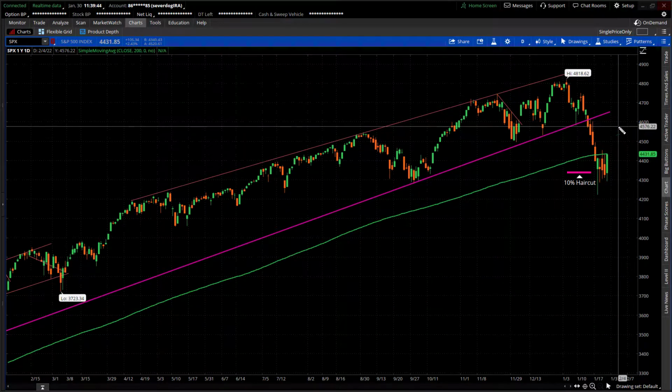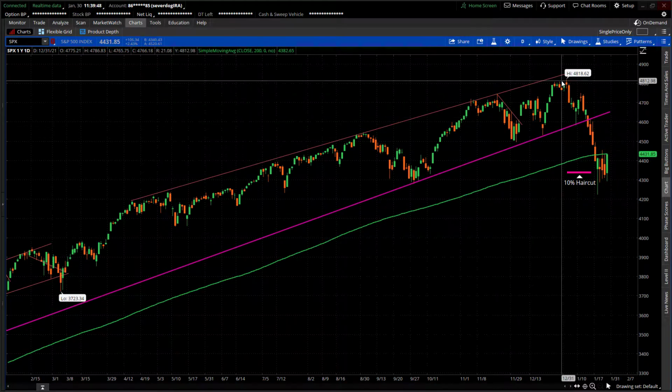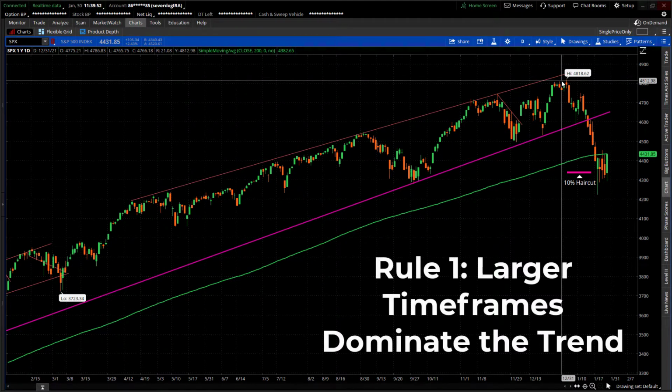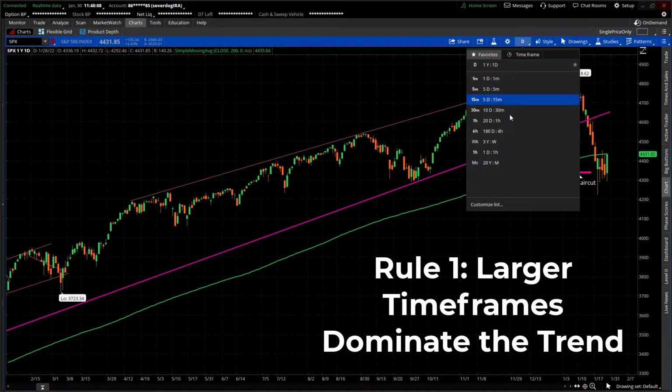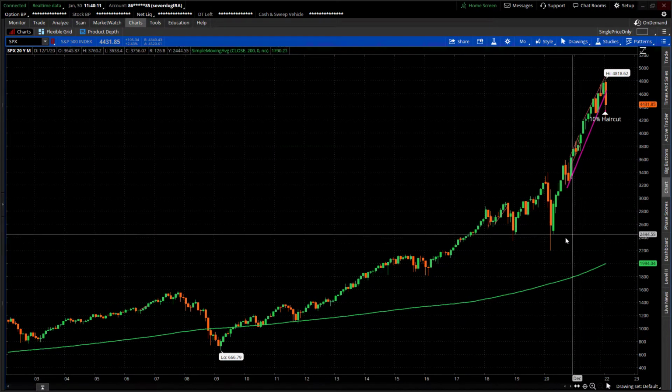As an alternative, let me show you the 4 rules. The first thing that we need to know is what is the context of what's happening. And this is where rule number 1 comes into play: larger time frames dominate the trend. Let's move out to some different time frames besides the daily chart. Let's move out to the monthly chart.